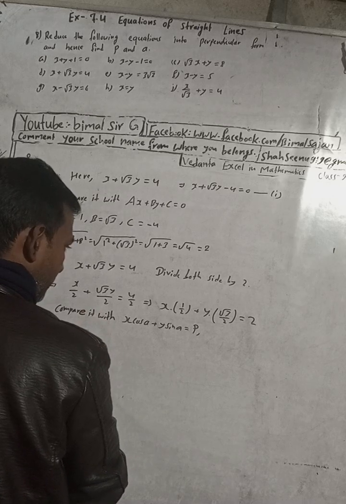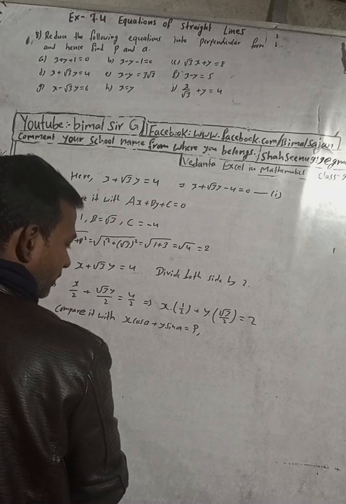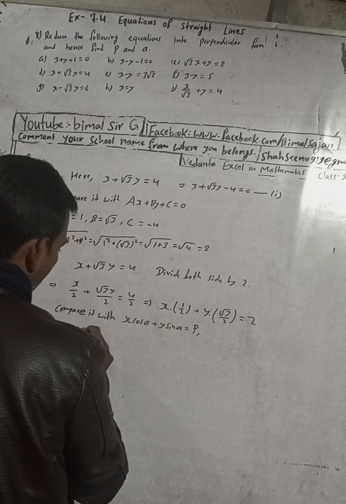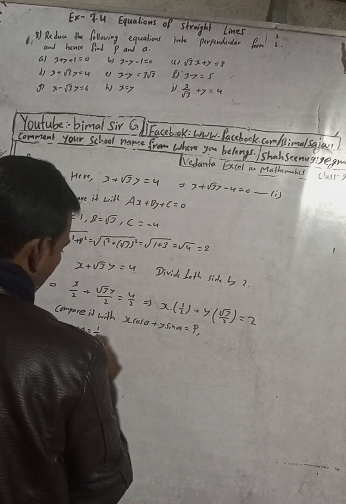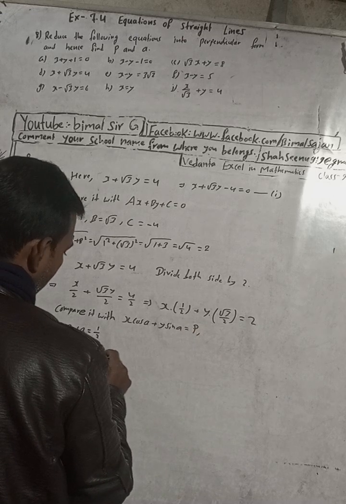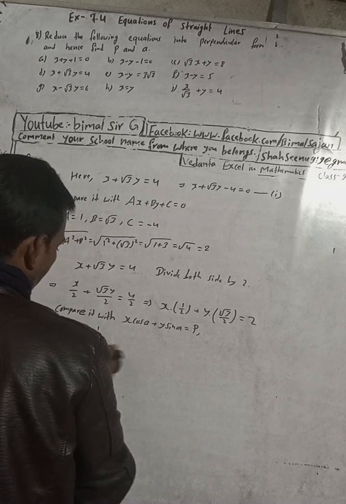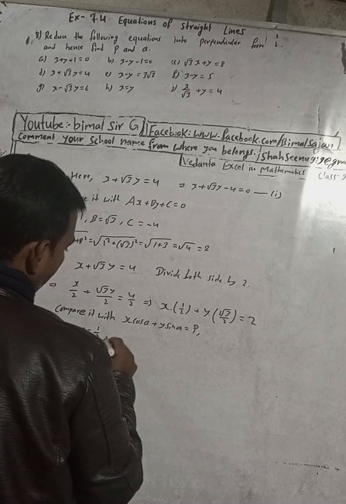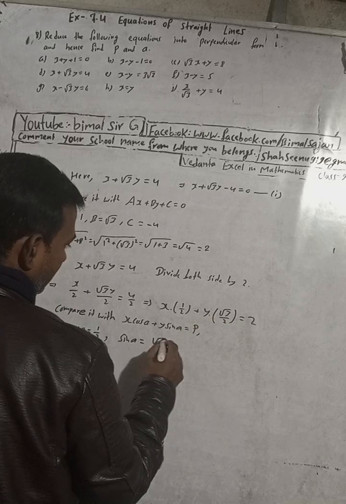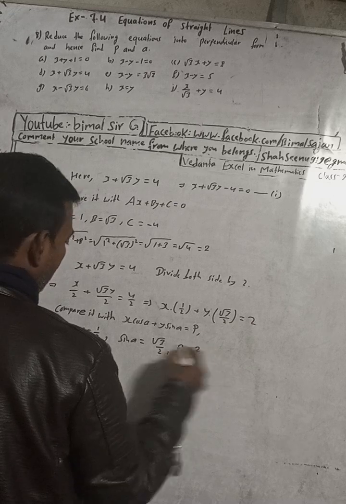Now when we compare this with this, x cos alpha, so cos alpha is equal to 1 by 2 and sin alpha is equal to root 3 by 2. I will write it in the same line: sin alpha is equal to root 3 by 2 and p is equal to 2.